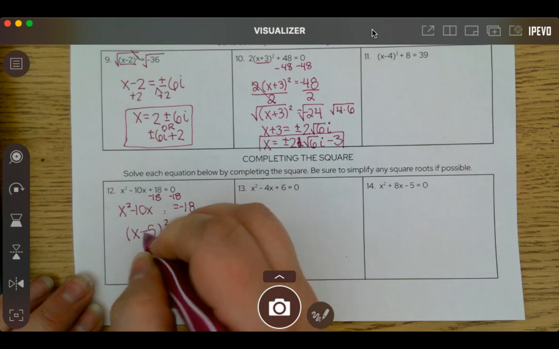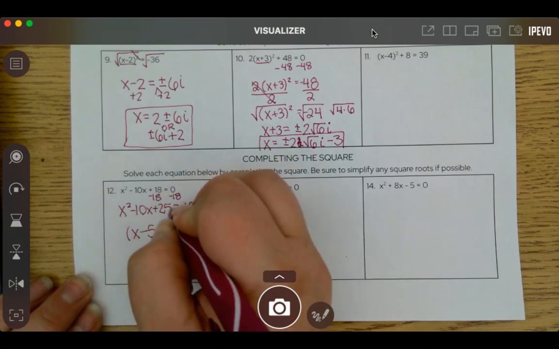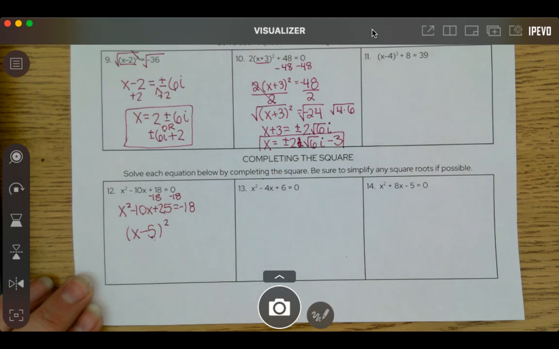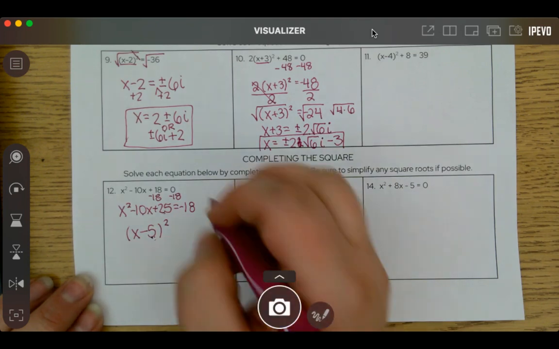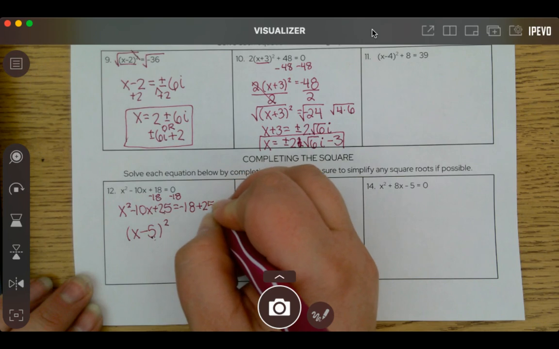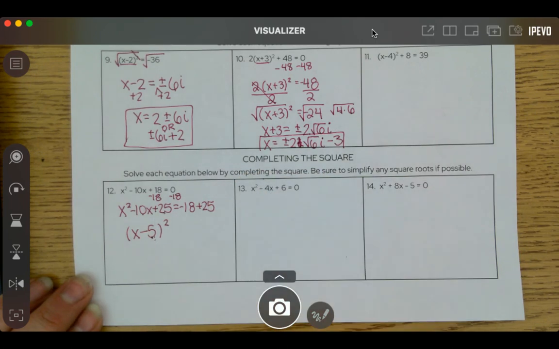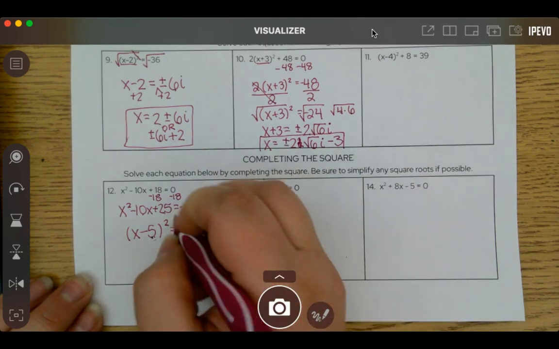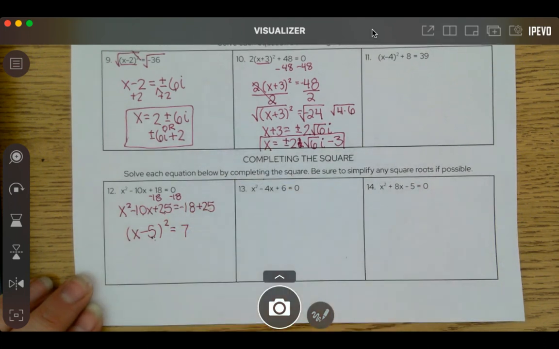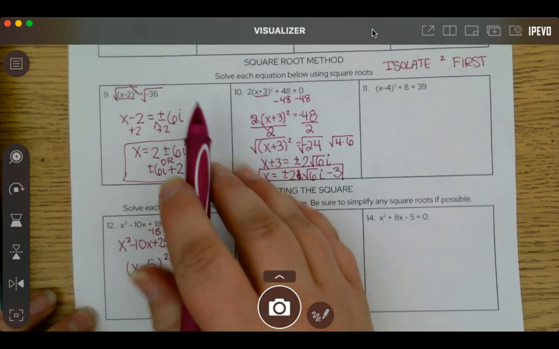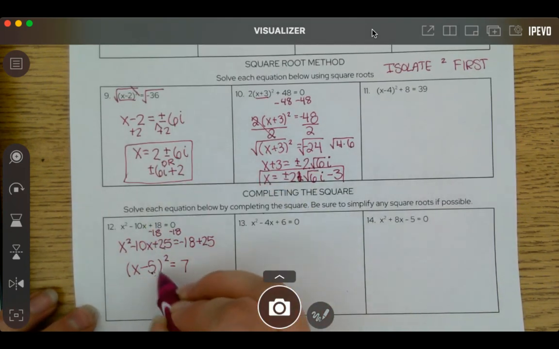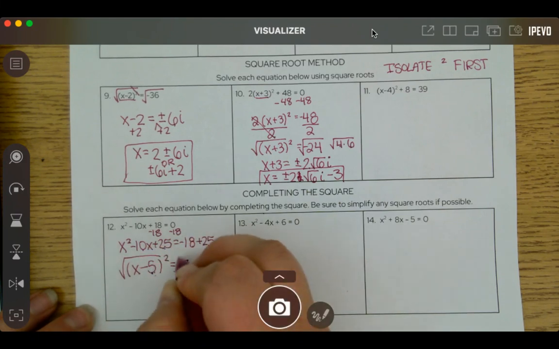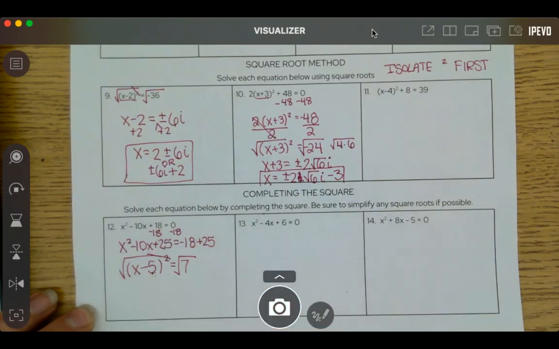Negative 5 times negative 5 is 25. But I'm not allowed to just add a 25 randomly to an equation. If I'm going to add it, I have to add it to both sides. So then the other side becomes negative 18 plus 25, which is 7. And if I'm going to solve this the same way I did this one, the thing being squared is already by itself, so you square root both sides to get rid of the squared.